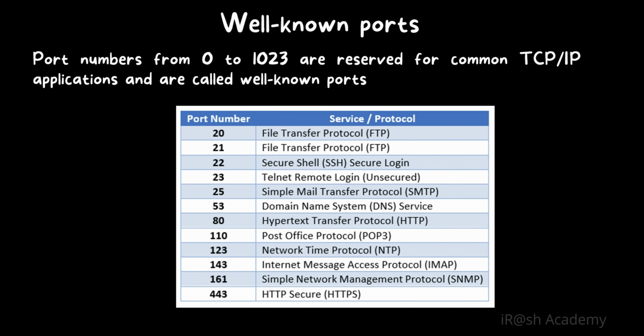As you can see, port numbers 20 and 21 are used by File Transfer Protocol, FTP. Then port number 22 is used for SSH, 23 is used for Telnet, 25 is for SMTP, 53 is for DNS, 80 is for HTTP. Port 110 is for POP3, port 123 is for NTP, port 143 for IMAP, 161 is for SNMP, 443 for HTTPS.